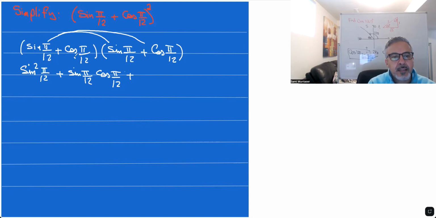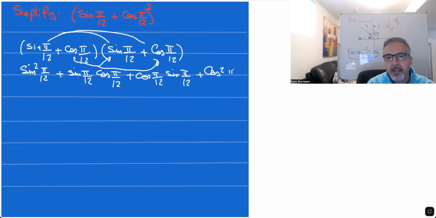Plus this into here and then into there. So that's going to give me cosine pi over 12 sine pi over 12, plus cos pi over 12 times cos pi over 12. That's going to give me cosine squared pi over 12. Now looking at this, I have this and this: sine squared pi over 12 plus cos squared pi over 12.